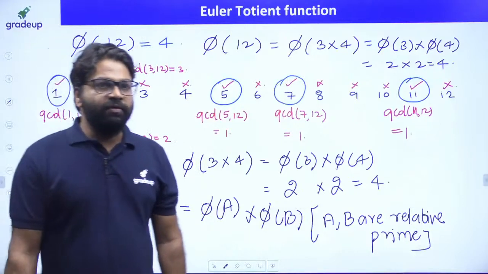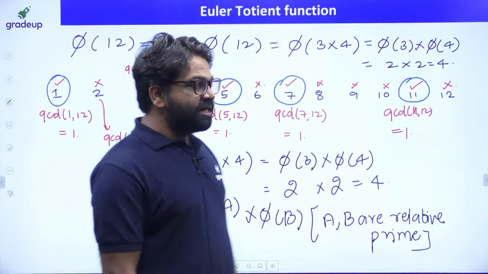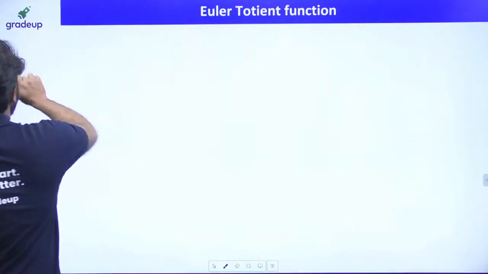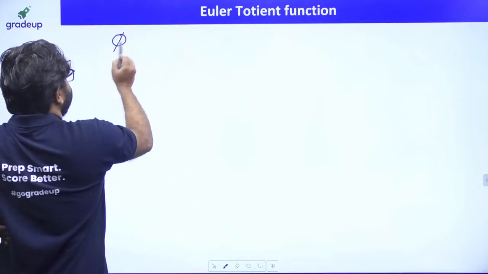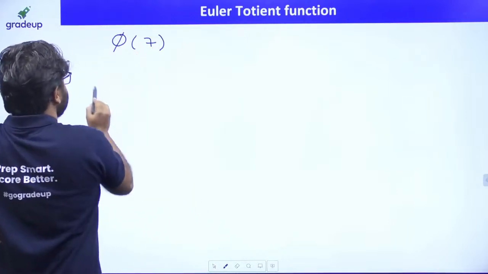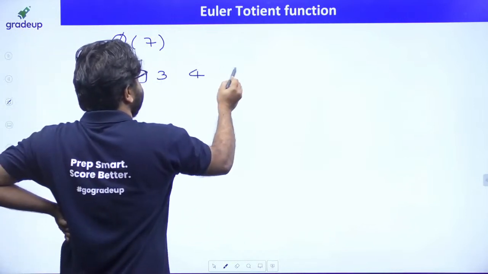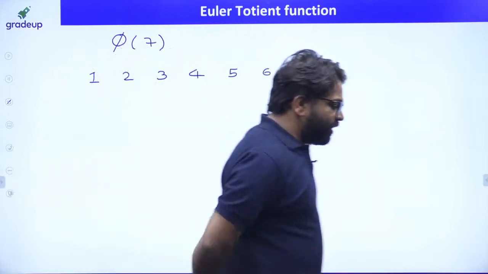So in this way we can try to understand about a and b being relatively prime to each other. Now let's see the other thing. What about the prime number? Suppose I write the totient function of 7. If I calculate manually, 1, 2, 3, this is 4, this is 5, this is 6, this is 7.